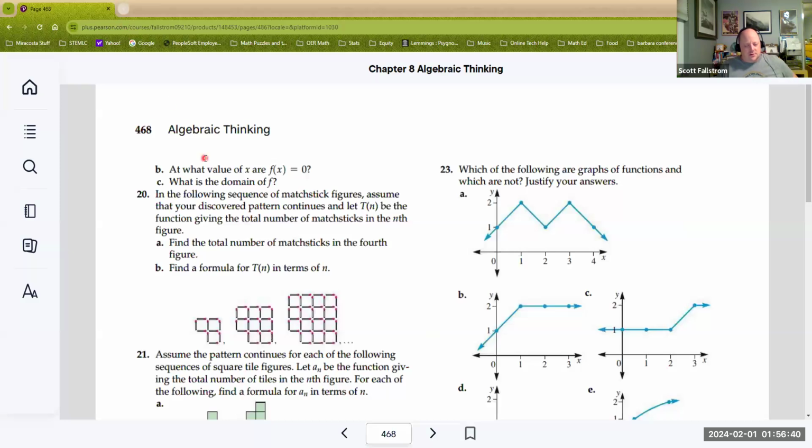Okay, there's 20. Let's see here. 21. Okay, similar to 20 goes 2, then 5, then 9. So it goes up 3, then 4, then 5.